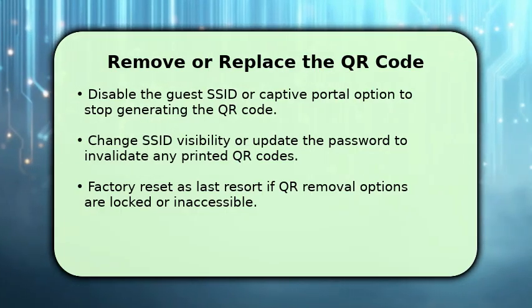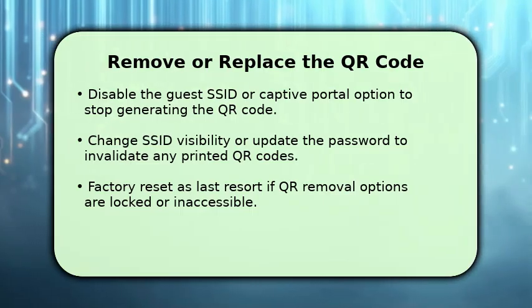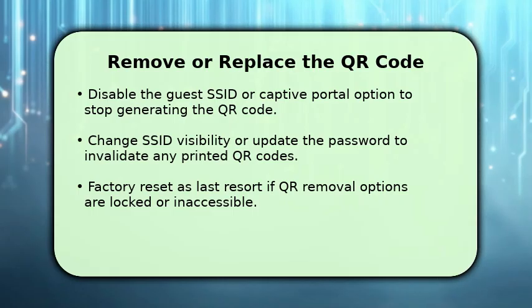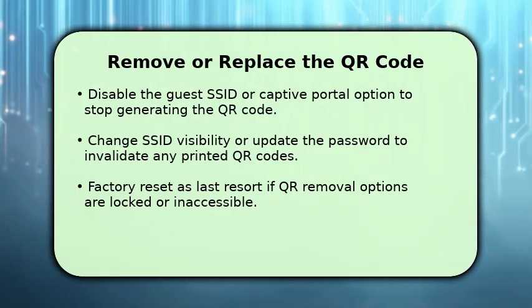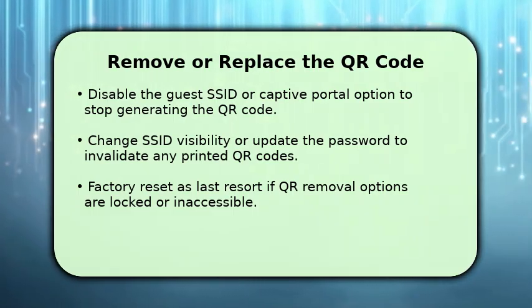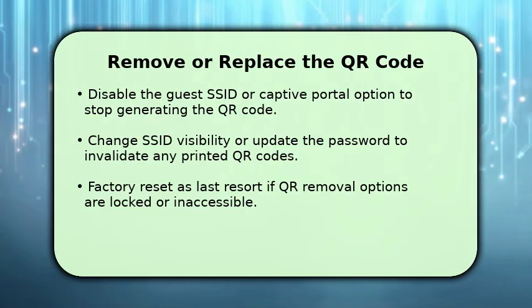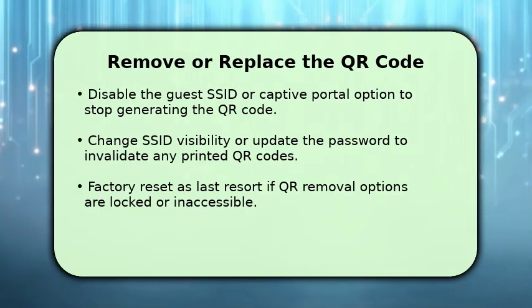If settings are locked by firmware or ISP, perform a factory reset as a last resort after backing up configuration. After reset, reconfigure your network securely and replace any physical stickers that displayed QR codes.